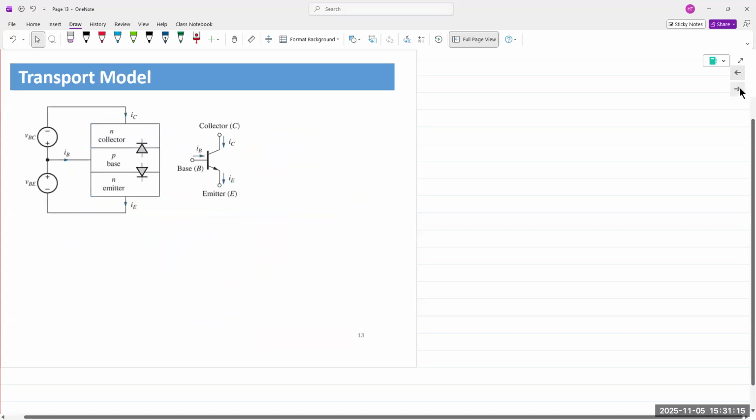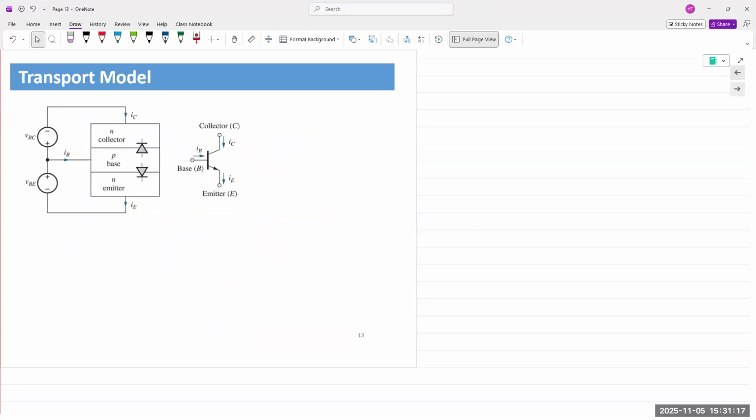All right, transport model. So there are some equations that are in a book. I'm not going to rehash or repeat everything, but here, in the transport model, what we are describing is we are applying biasing voltages, right? So there is a voltage drop that occurs between the base and the emitter. What do you think is the value for that voltage drop? What do you think VBE should be?